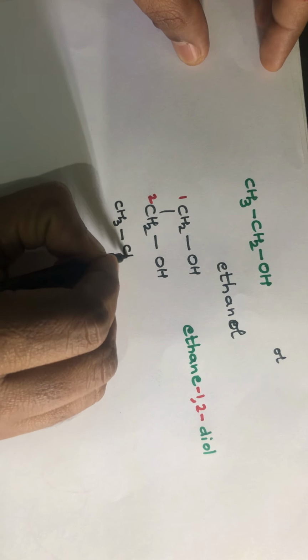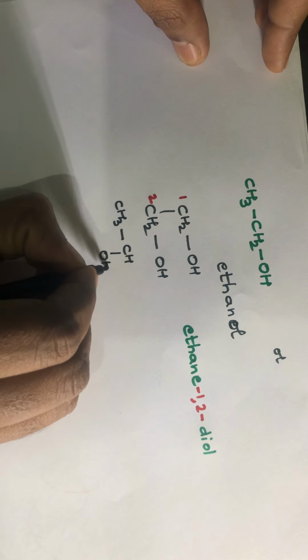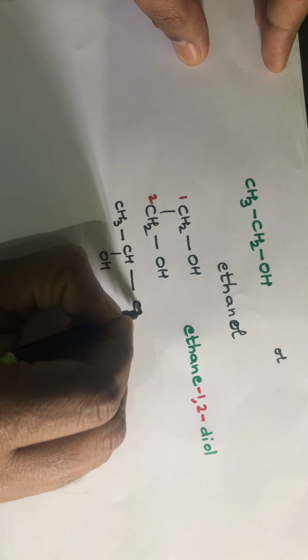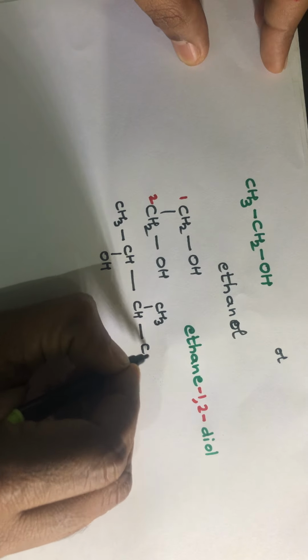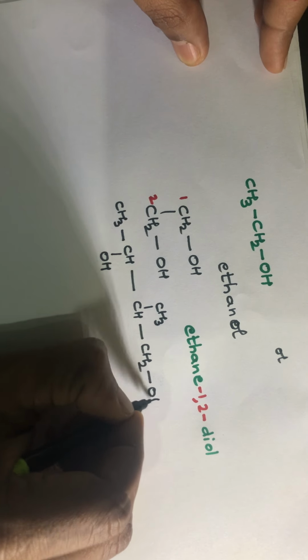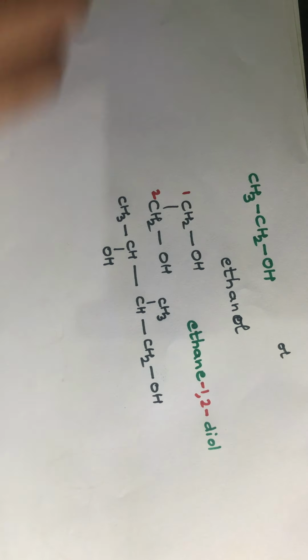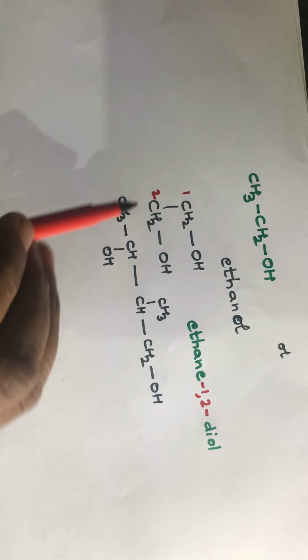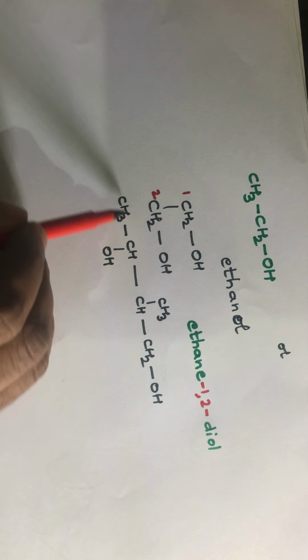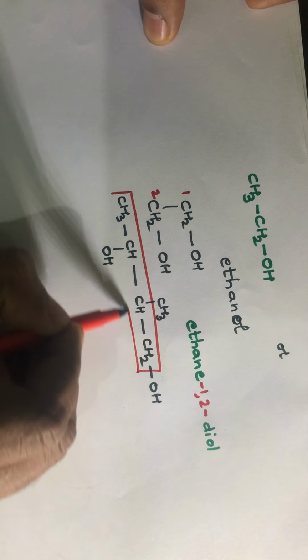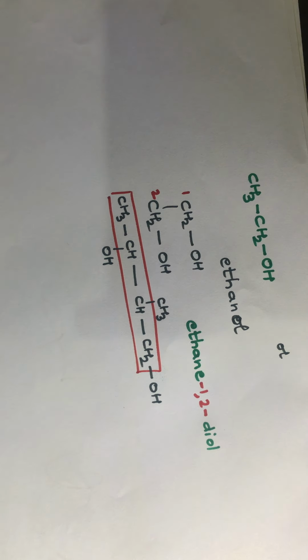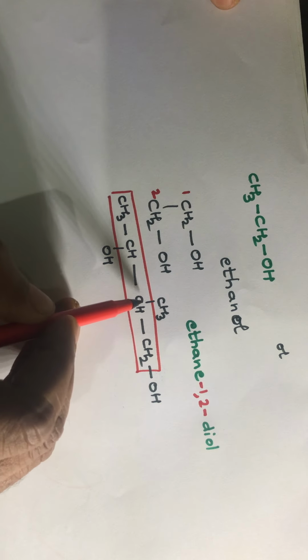CH3, CHOH, CH3, CH2OH. First select the longest continuous chain of carbon atoms. So the longest continuous chain of carbon atoms is 1, 2, 3, 4. This will be the longest continuous chain. See, another option is also 1, 2, 3, 4.